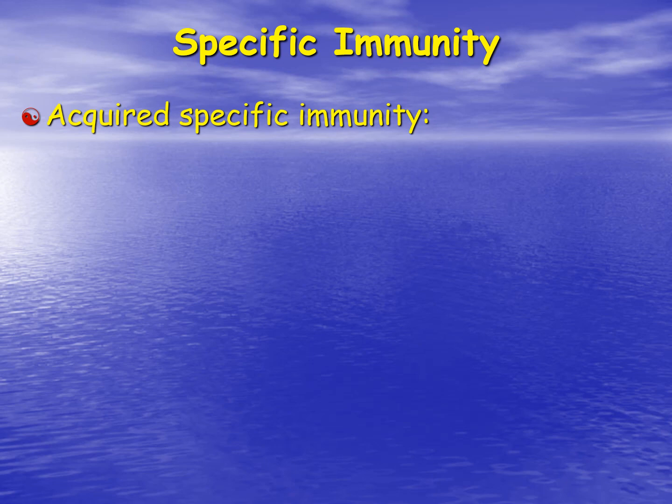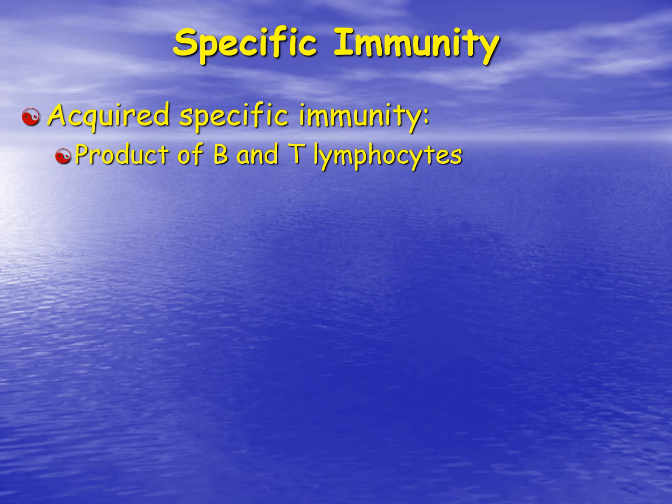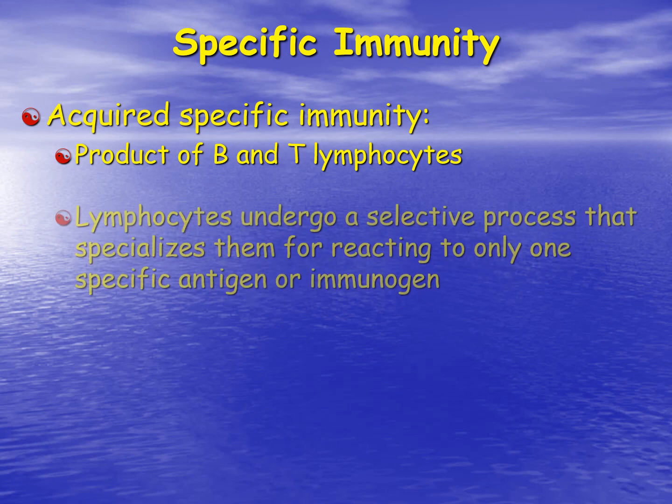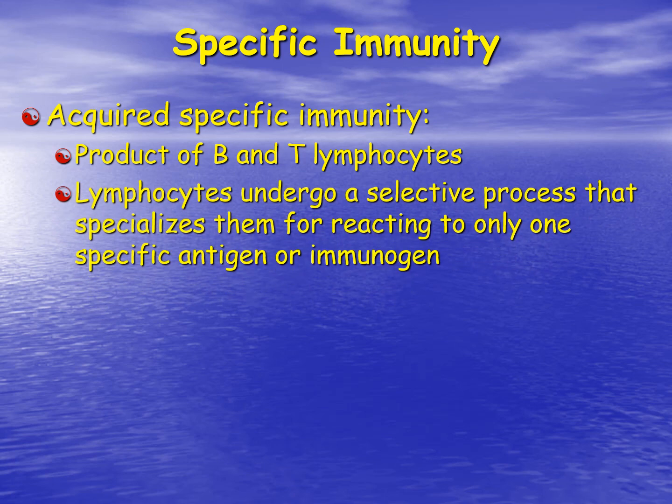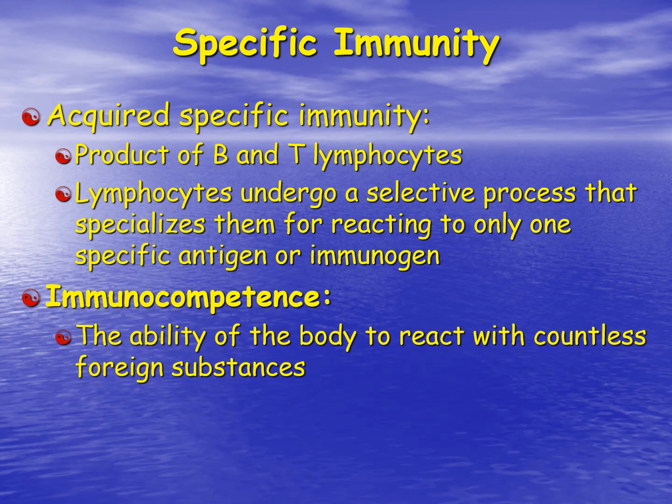So specific, acquired, or adaptive immunity. This is the product of the B and T lymphocytes, and each one of them has its own specific functions within the adaptive response. Lymphocytes undergo a selective process that specializes them for reacting to only one specific antigen or immunogen. An immunocompetent patient, or immunocompetence, is the ability of the body to react with countless foreign substances. So this is why this is acquired, because you acquire it after birth. It's specific to each individual because of what each individual is exposed to.